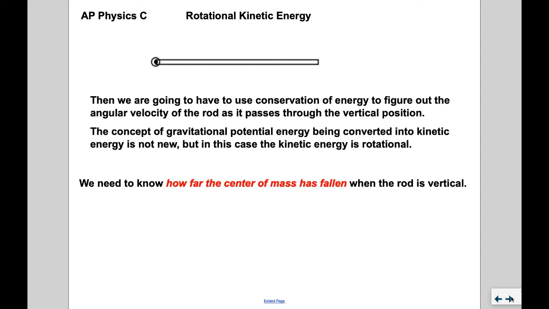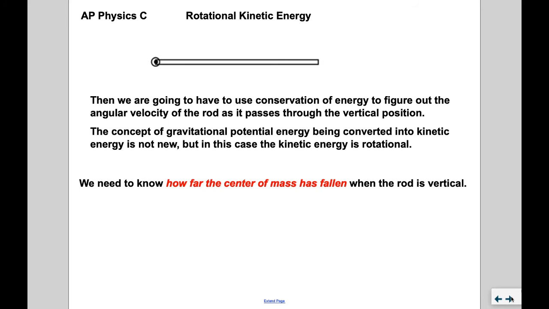Now, going back to this thing swinging vertically, we're going to need to use conservation of energy to figure out the angular velocity as it passes through the vertical position. So the concept of gravitational potential energy being converted into kinetic energy is not new, but in this case the kinetic energy is rotational.